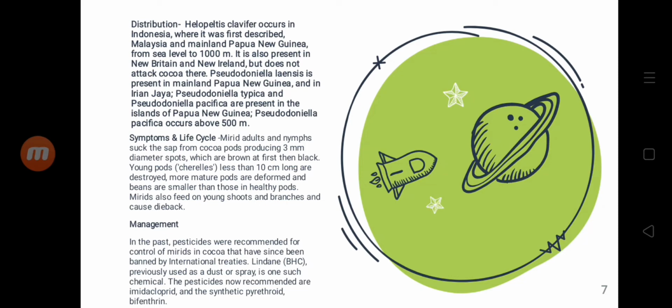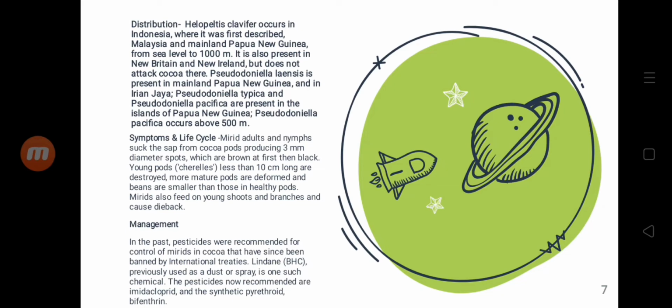Symptoms and life cycle. Mirid adults and nymphs suck the sap from cocoa pods producing 3 mm diameter spots, which are brown at first then black. Young pods less than 10 cm long are destroyed. More mature pods are deformed and beans are smaller than those in healthy pods. Mirids also feed on young shoots and branches and cause dieback.